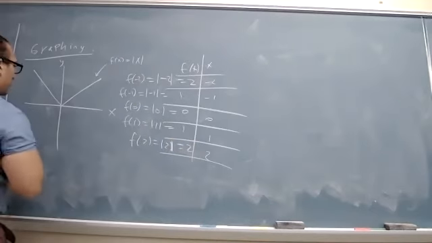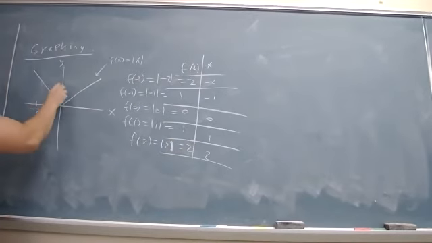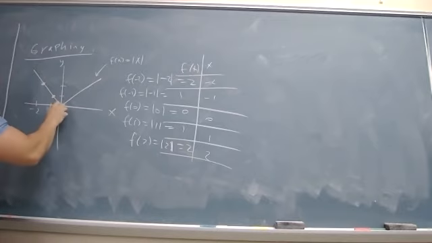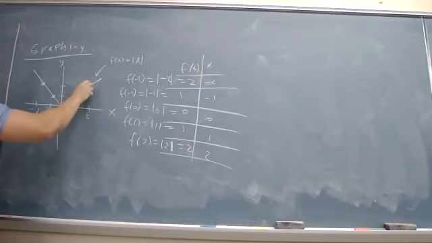So notice that for -2, I get a +2. I put a dot. For -1, I get a +1. I put a dot. For 0, I get a 0. I put a dot. For 1, I get a 1. I put a dot. For 2, I get a 2. I put a dot. That's how you get that.